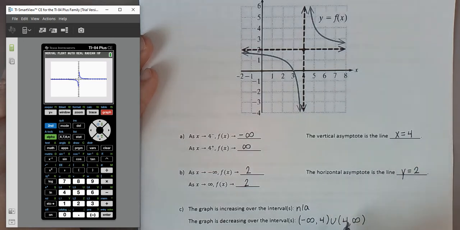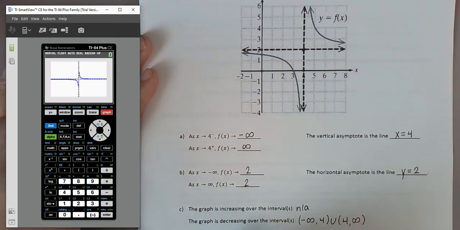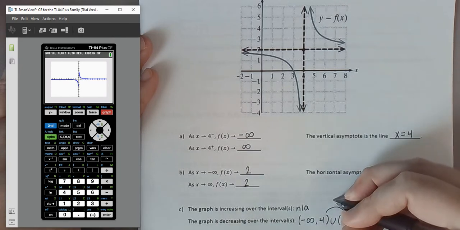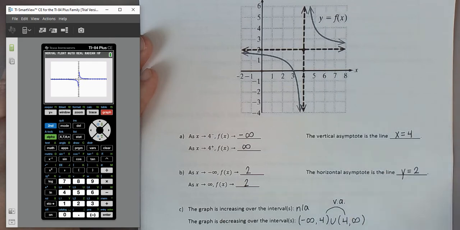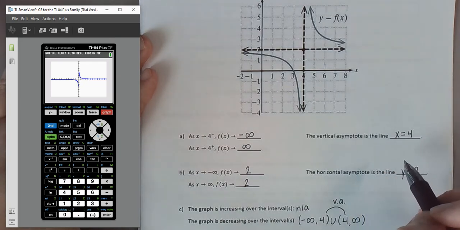Notice where else we saw 4. 4 is also the location of the vertical asymptote. Well, domain, decreasing, in this case, decreasing doesn't necessarily have anything to do with that, but the fact that there's a break there at 4, this break right here, this is where we had the vertical asymptote. So not a coincidence that there's a break at that location of the vertical asymptote.